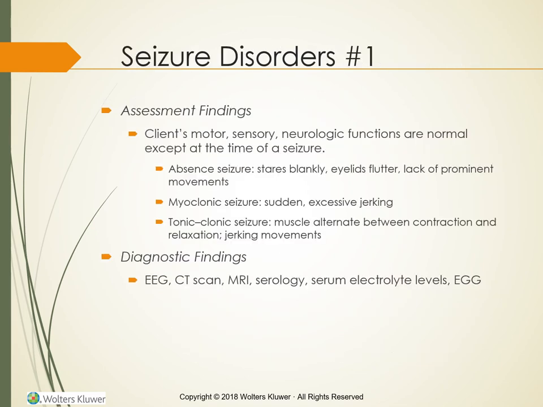Assessment findings. The client's motor, sensory, and neurologic functions are normal, except at the time of a seizure. Identification of seizure activity and type of seizure often depends on a witness's description of the client's actions during the seizure. A neurologic examination and EEG are performed. Other laboratory or diagnostic tests, such as a CT scan and MRI, are used to determine the cause of the seizure disorder. When epilepsy is suspected, a series of EEGs is required if the first results are normal.